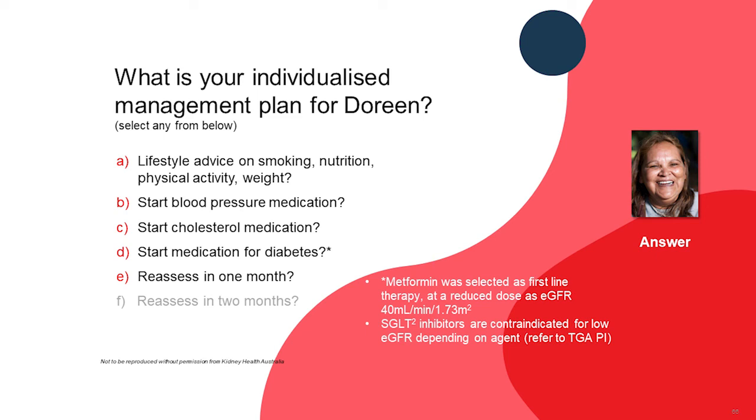So it really needs a multi-pronged approach because she needs lifestyle advice on smoking, nutrition, physical activity, weight, starting blood pressure medication, starting cholesterol medication and medications for diabetes, and reassessment in 1 month. And for Doreen, metformin was selected as first-line therapy at a reduced dose as the GFR was around 40.